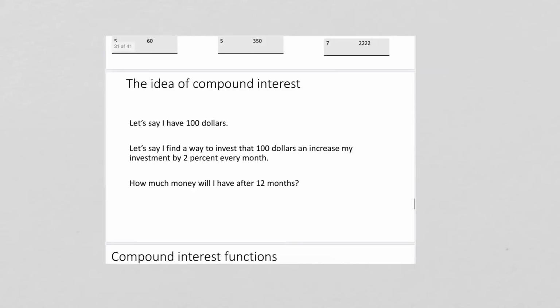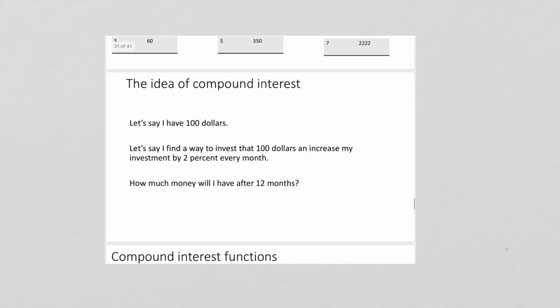Okay. So this is the second part of the video where we're going to talk about the idea of compound interest, okay? So let's say I have $100, and let's say I find a way to invest that $100 so that my investment increases by 2% every month. That would be an insane investment, by the way. If you found that kind of increase every month, you would really make money fast. So the question is, how much money will I have after 12 months?